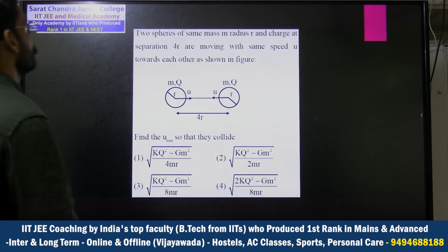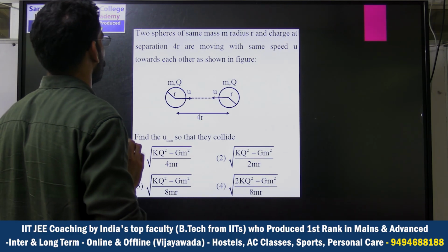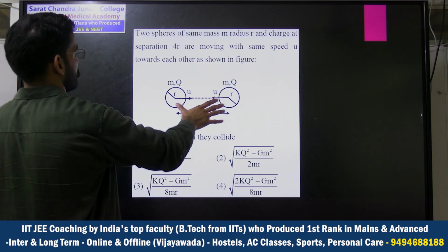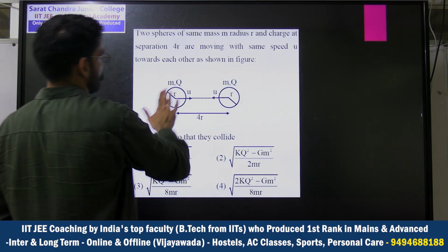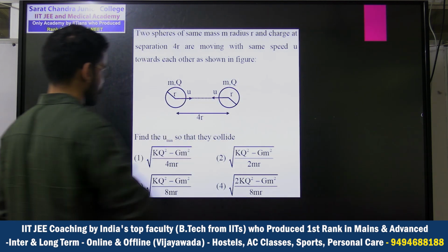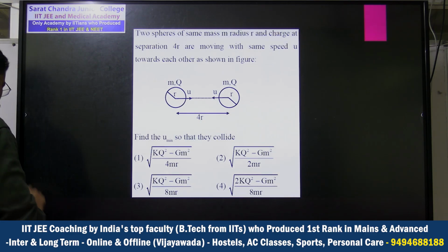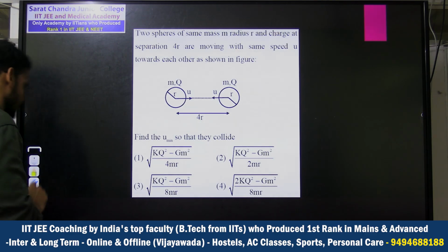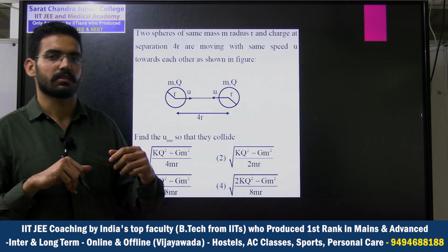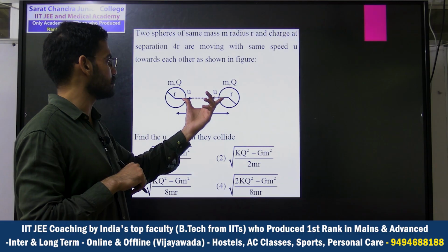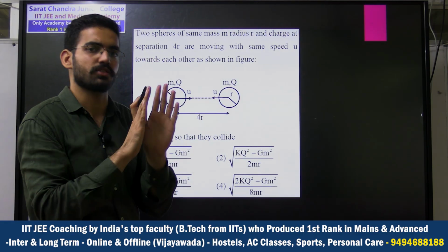Next, two spheres of same mass m and radius r and charge q, at separation 4r initially, are moving with a speed u towards each other as shown in the figure. So mass m, charge q, identical everything. Find the u minimum so that they collide. We have to find out the minimum velocity for which they collide. Now what is happening here? Because of charge, repulsion is there, and because of masses, attraction is there. But how much minimum velocity do we have to give so that at least they can collide? Just touching is also enough.